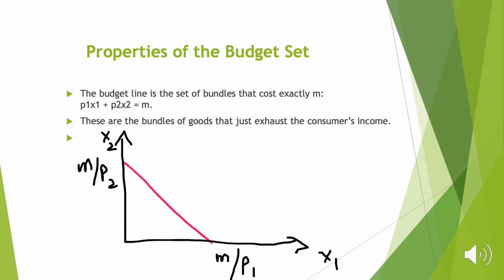Coming to the properties of the budget set, the budget line is the set of bundles that cost exactly M. That is P1 x1 plus P2 x2 is equal to M. Or we can say that these are the bundles of goods that just exhaust the consumer's income. From the above example, the consumer can exhaust his income of rupees 100 if the consumption bundle is 7, 5 at prices 10, 6.